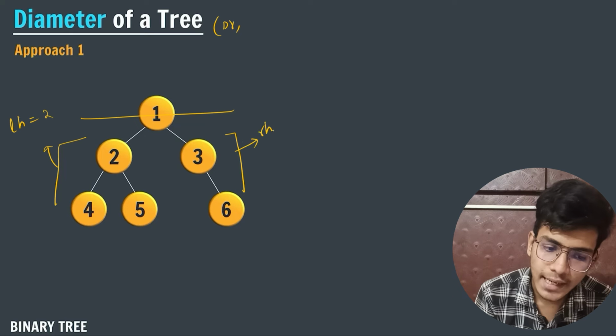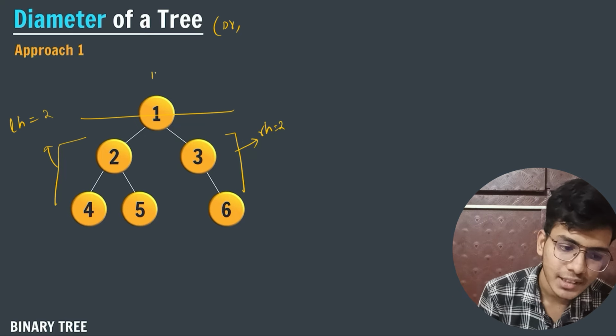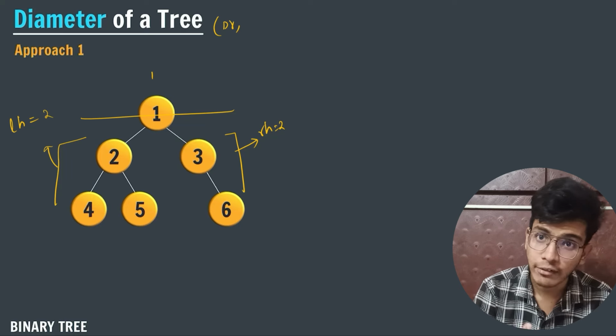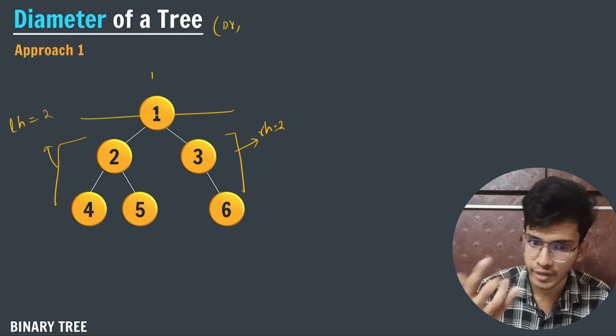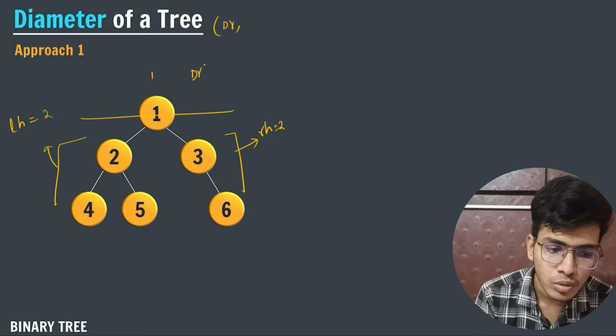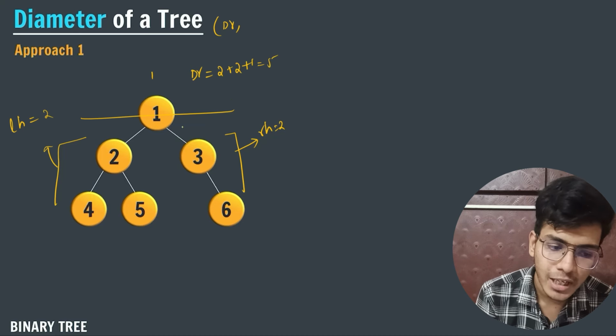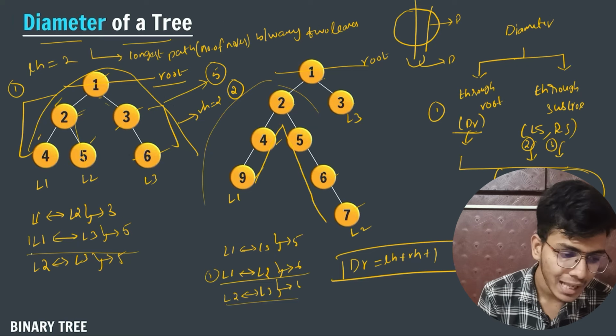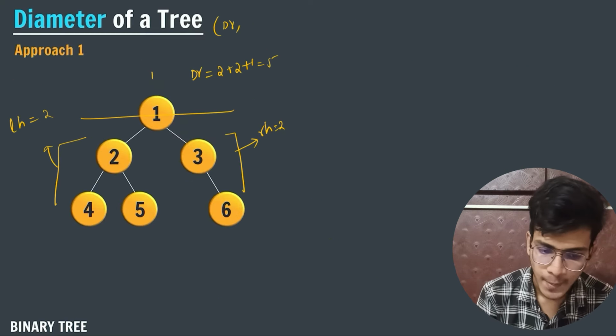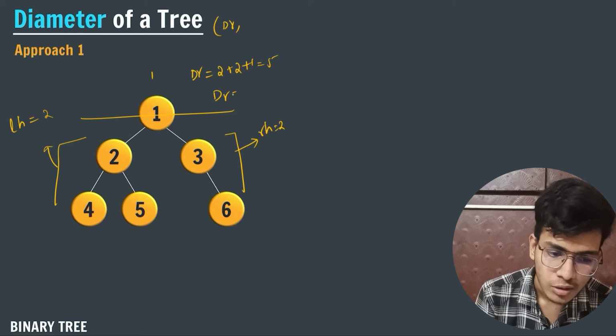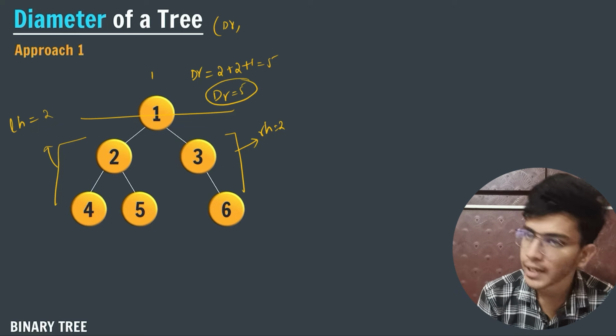And this is the right height. What is the right height? Right height is also 2, and this is the node. Let's say I will include my self node as 1. So my diameter through node will become 2 plus 2 plus 1. So this will become 5, and I have manually also calculated that the answer is 5, right? So my diameter through root will become 5.